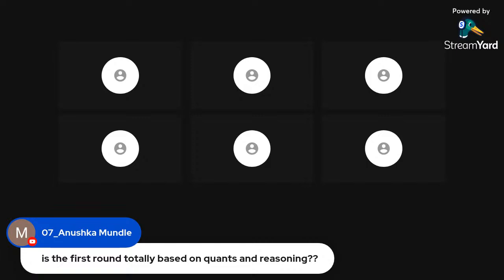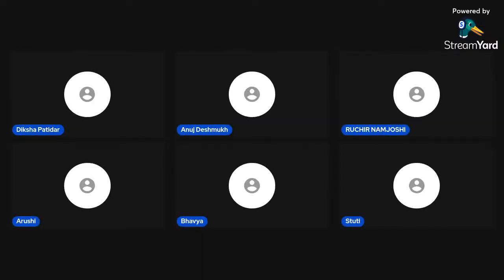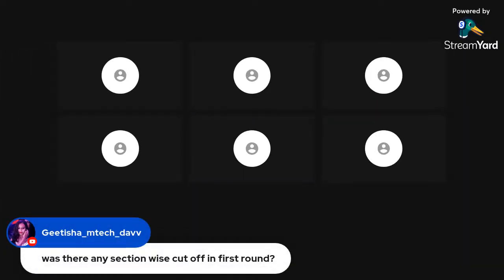Yes, the first round is totally based on quants and reasoning. Nothing else. No technical questions, no DBMS, SQL or other languages. Only quants and reasoning, and guesstimates with that.